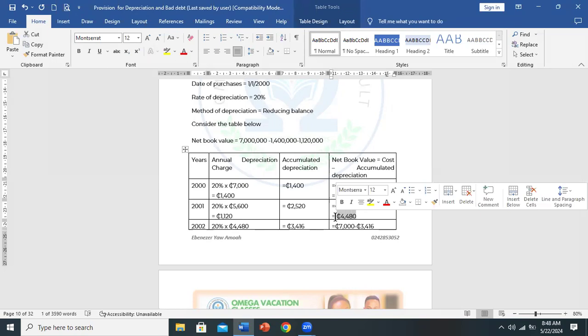So under the reducing balance method, you have to be applying the rate on the net book value. And what is net book value? The cost minus the previous depreciations all added together, which is the accumulated depreciation.